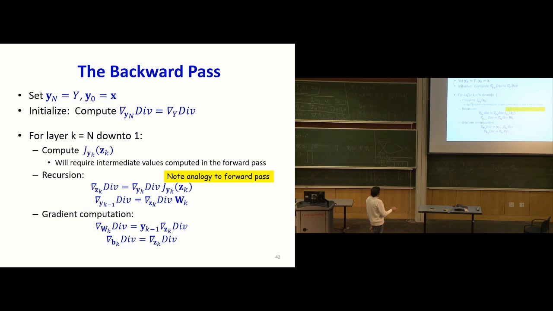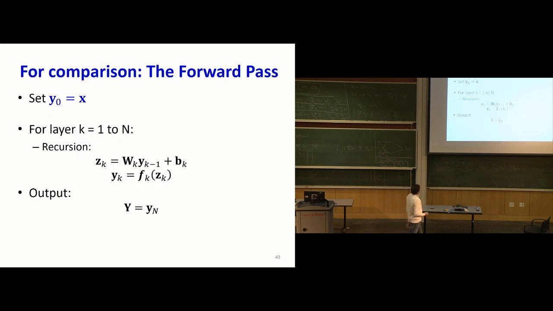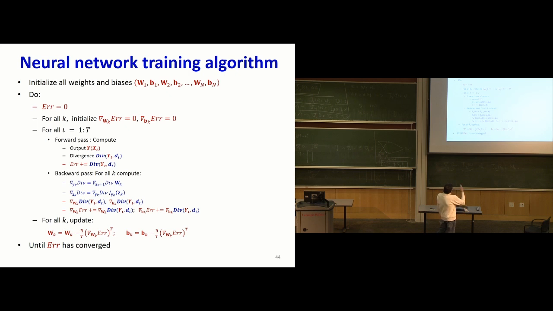Over here, again, we are computing an affine combination of the derivatives with respect to the next variable and subsequently post-multiplying it by a Jacobian. So the two are actually very analogous. Here is the entire process written out in a little more detail.